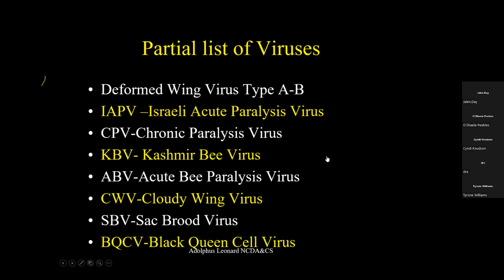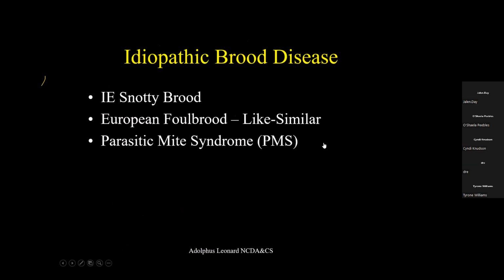Here's a partial list of the viruses that you can find inside a honeybee colony that are all vectored by varroa mites. And all these viruses have different symptoms. The paralysis virus, of course, has paralysis as a symptom. But one thing they have in common is they shorten adult bees' lifespan.